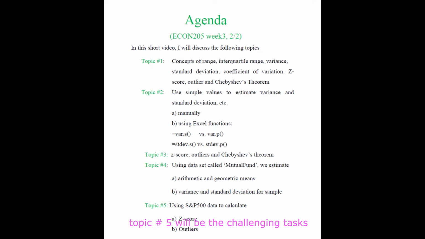Topic number 3, z-score, how to detect outliers, and Chebyshev theorem. Topic number 4, we are going to use mutual fund data supplied by the author to estimate various statistics. Topic number 5, using S&P 500 data to calculate variance, standard deviation, and z-score. And the key is we use z-score to standardize our data.